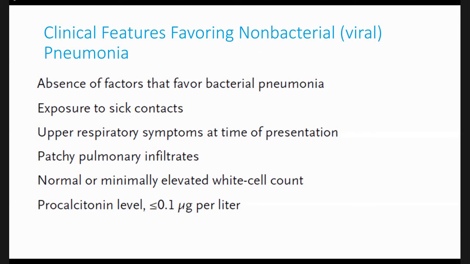There will be absence of factors that favor bacterial pneumonia, such as exposure to sick contacts and upper respiratory symptoms at the time of presentation, which were absent, if you recall. Pulmonary infiltrates, normal or minimally elevated white cell count, and the procalcitonin level less than 0.1 microgram per liter.